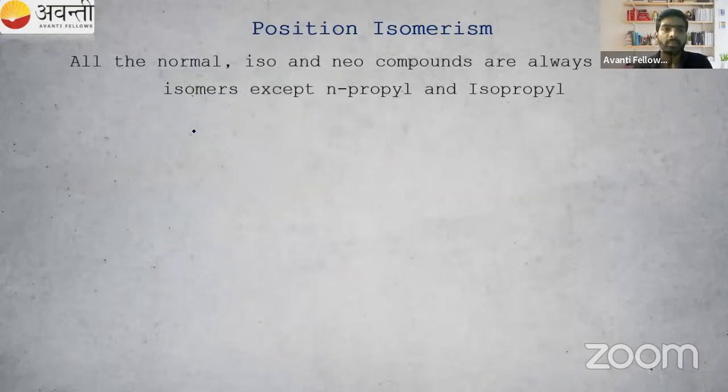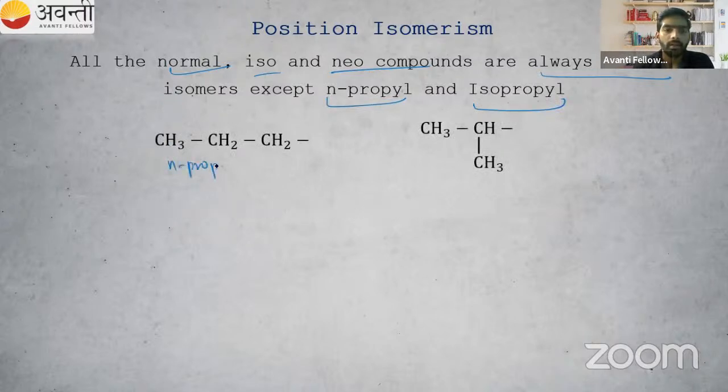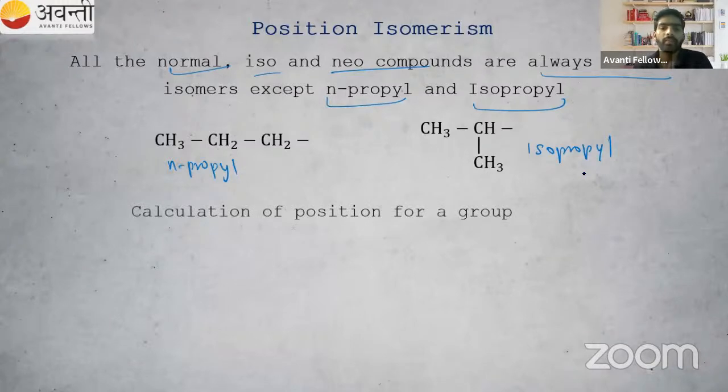What does it show? That all the normal, iso and neo compounds are always what? Position isomerism, except what? N-propyl and isopropyl. If you see here, this is your N-propyl, this is your N-propyl, and this is your isopropyl. Now if you see, what you can see here is these are not position isomerism.